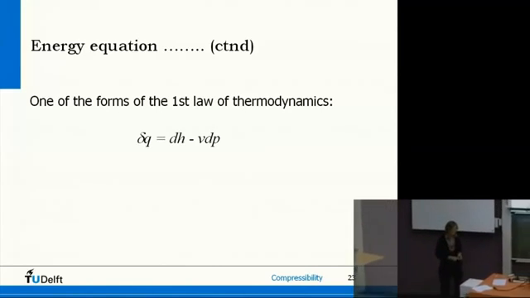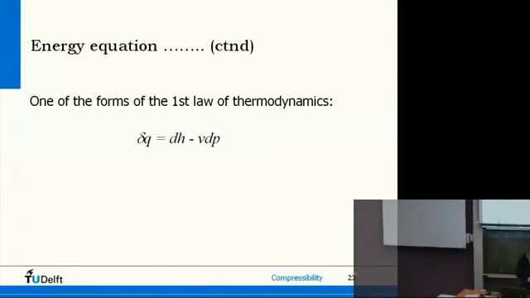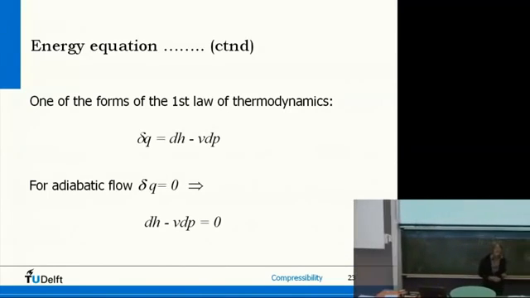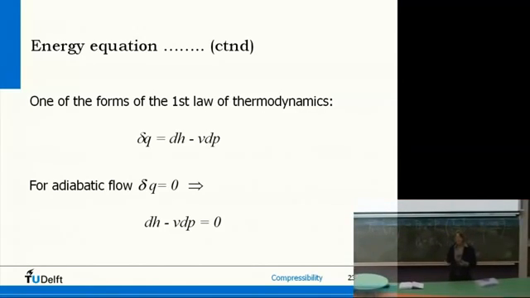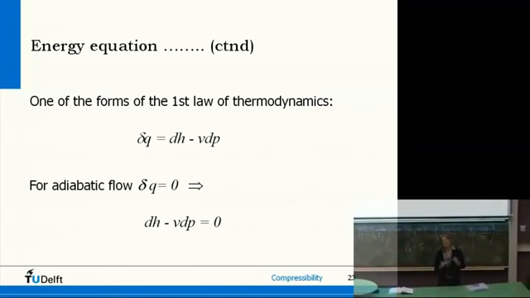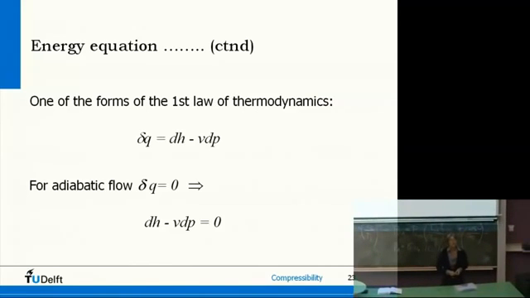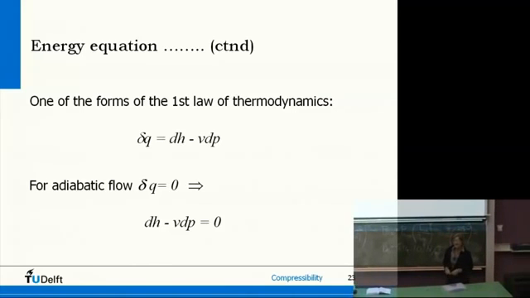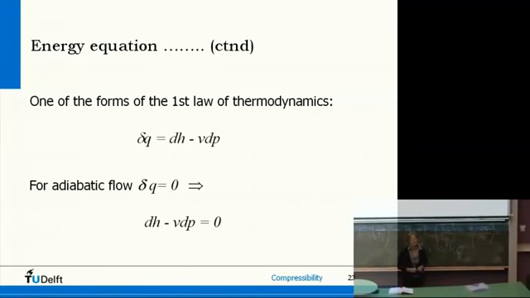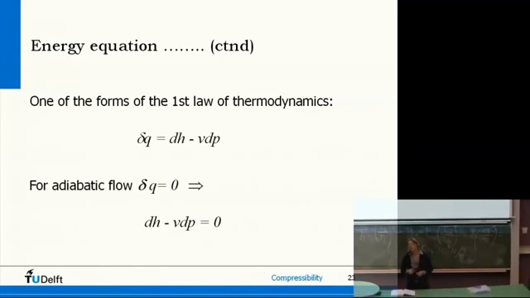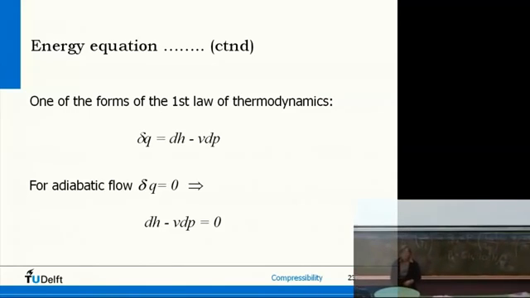Any idea about the next step? Adiabatic flow. Isentropic flow, because the energy equation I'm going to derive today is only easy for the assumption of isentropic flow. So no heat added or subtracted. Adiabatic, dQ is 0. Then I have a direct relation between dH and VdP. So dH minus VdP is 0. This V is specific volume, right? 1 over rho. P is pressure.